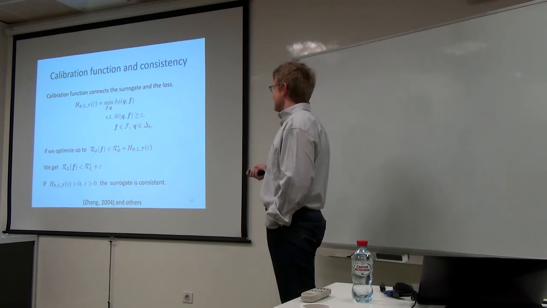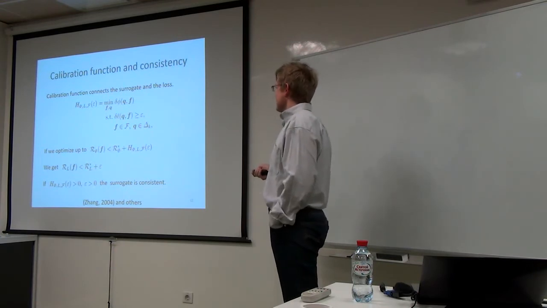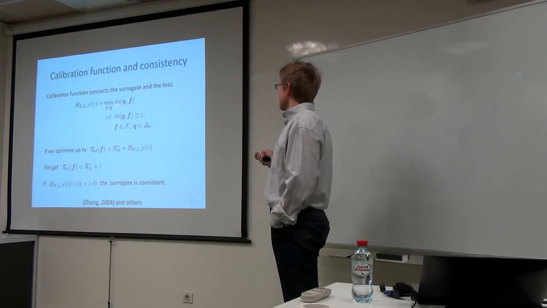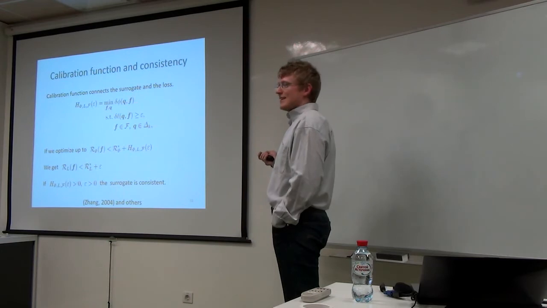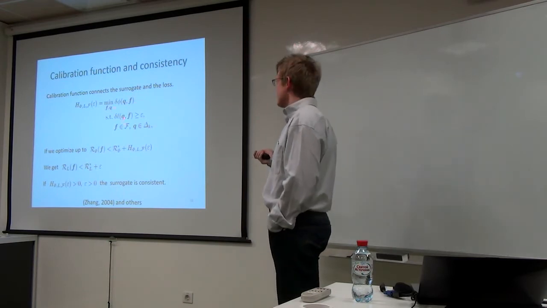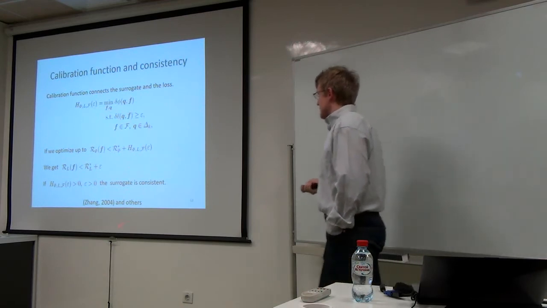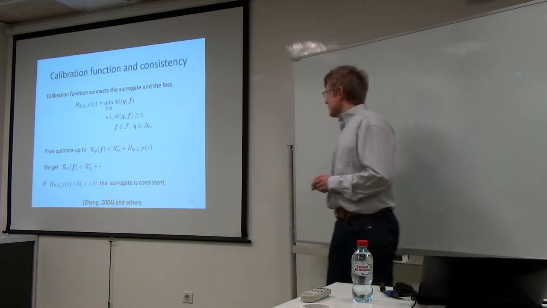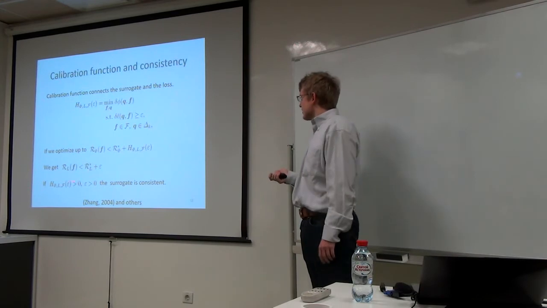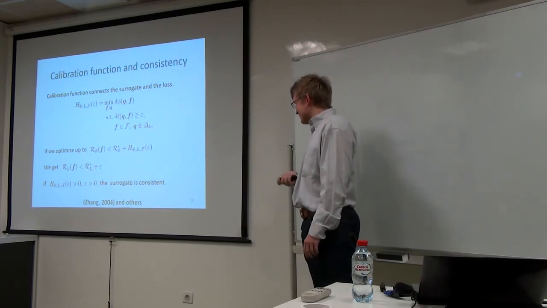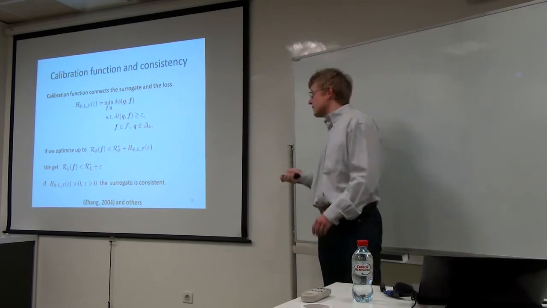Because this can be easily seen by a contradiction: if this is not the case, if the difference between this and this is bigger than epsilon, then we have to be bigger than the calibration function, just because it's the minimum already computed. So basically that's again the result of Zhang, that if this function is greater than 0 everywhere, then the surrogate is consistent.